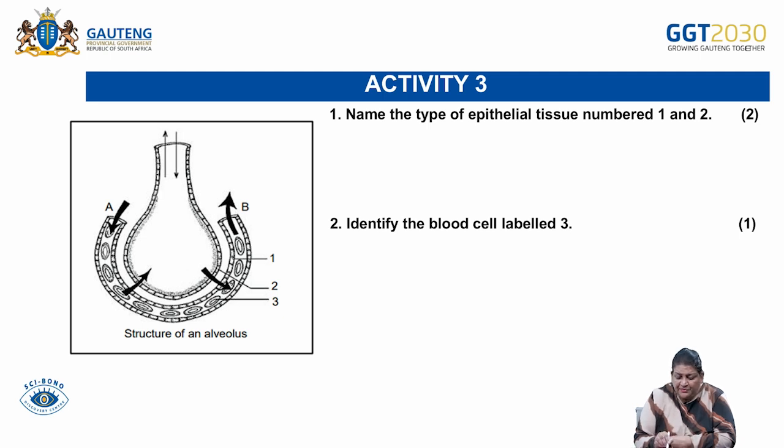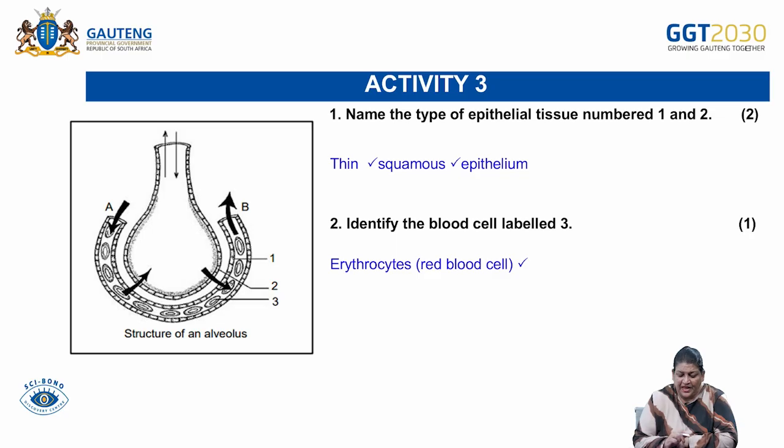So name the type of epithelial tissue numbered 1 and 2. Number 1 is going to be the epithelium of your blood capillary, which is called your endothelium, and number 2 is going to be your squamous epithelium. So it's going to be your thin squamous epithelium. Even your blood capillary is called endothelium because it's inside, but the walls of your blood capillary and the walls of your alveolus are made up of a thin layer of squamous epithelium.